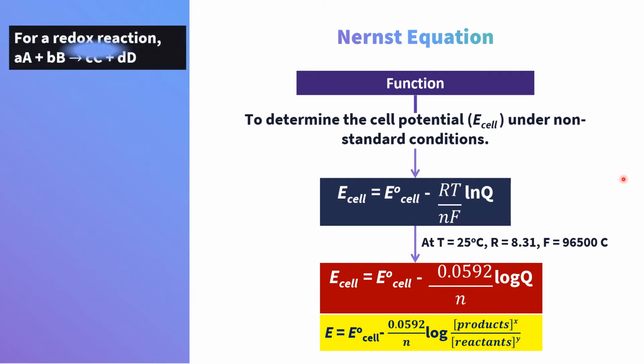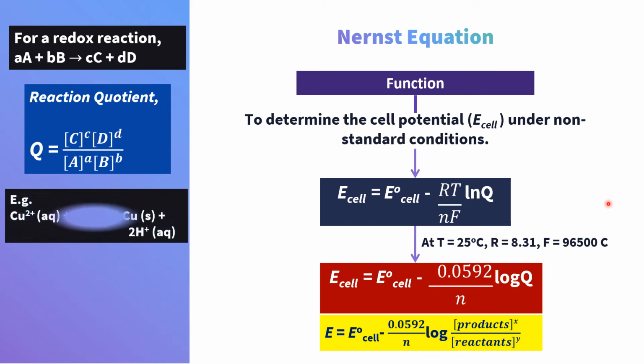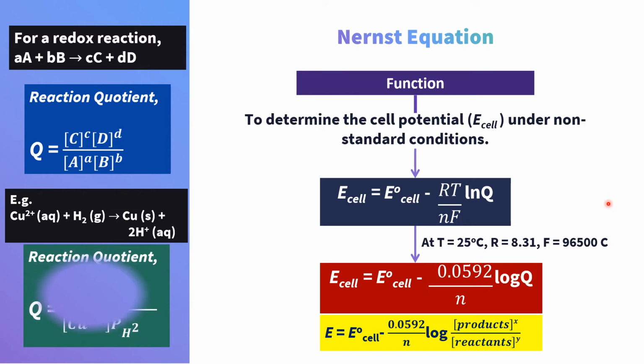Okay, what is Q? Q is the reaction quotient, like you learn in equilibrium constants. It's the concentration of products divided by reactants. So for example, if you have these reactions, Q is equal to the concentration of hydrogen ions, the concentration of solid is constant so you don't need to write it, divided by the concentration of copper 2 ion. The hydrogen is a gas, so you use the pressure of hydrogen gas.